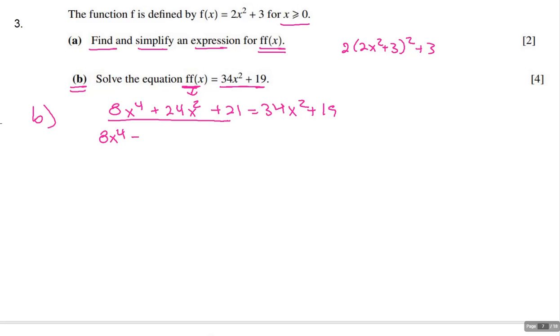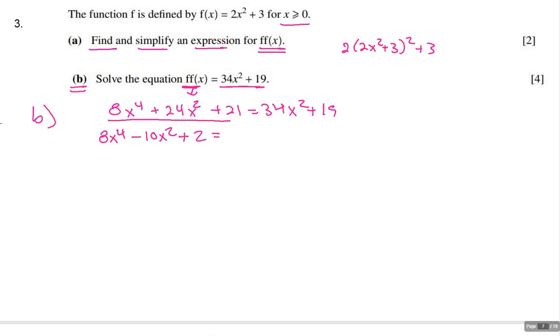Negative 10x squared. Awesome. And then what's 21 minus 19? Negative 3. Wait, no, negative 2. Oh, this is why I don't do mental math. 21 minus 19. Yes, 2. 21 is bigger than 19, so it's positive 2, right? Yeah.